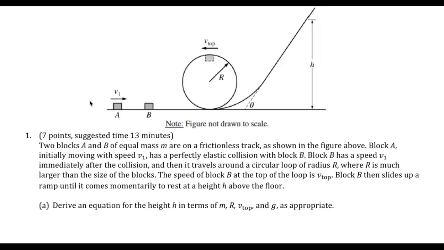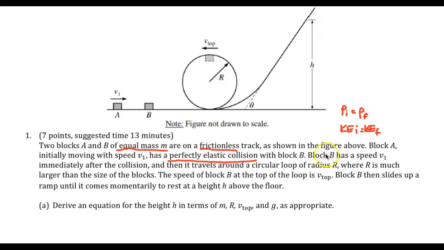So here we have 2 blocks, A and B, of equal mass. It's always important to think about those things. There's a reason they put those things in there. On a frictionless track, and I like to sometimes underline things that are important to me. Block A, initially moving with speed v1, has a perfectly elastic collision with block B. Perfectly elastic, remember, means not only is this true, initial momentum equals final momentum, but the kinetic energy is also conserved, in a perfectly elastic collision.